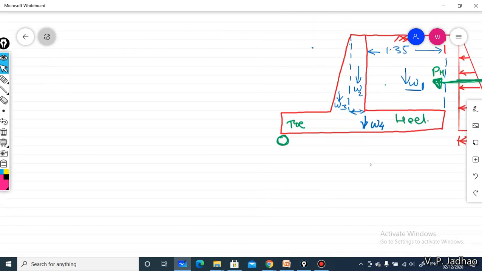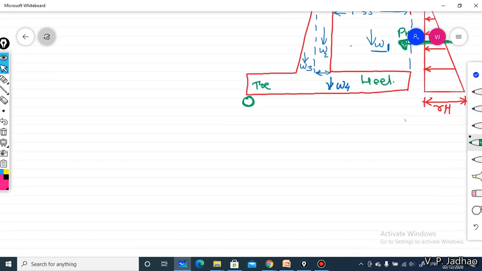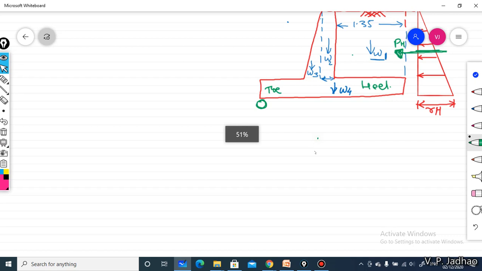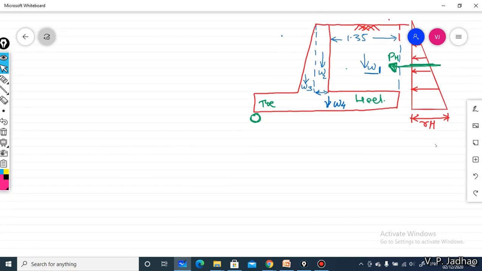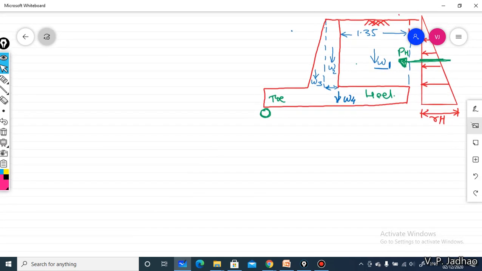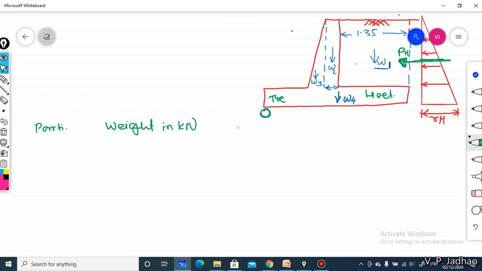Okay, so we will draw one table, like this. Then we have weight in kilonewton. So for step number 1, W1, that is the weight of backfill.